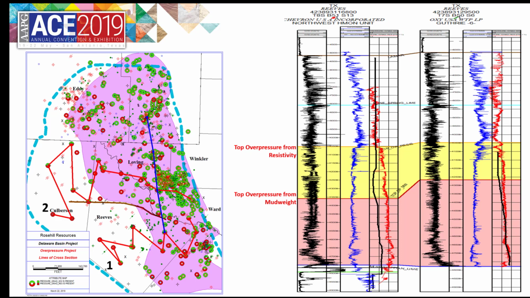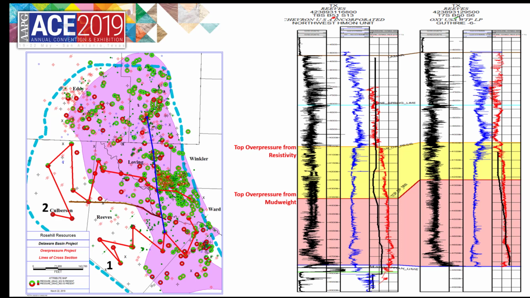So, what that gives us is, here's the top of overpressure from mud weight, and here's the top of overpressure from the resistivity. Now, there is a lithology correction. A fellow in 2018 presented a paper up at ERTEC that when you are in a sandstone, there is a lithology correction that can be made. And right here, this is about the top of the third Bone Spring sand.